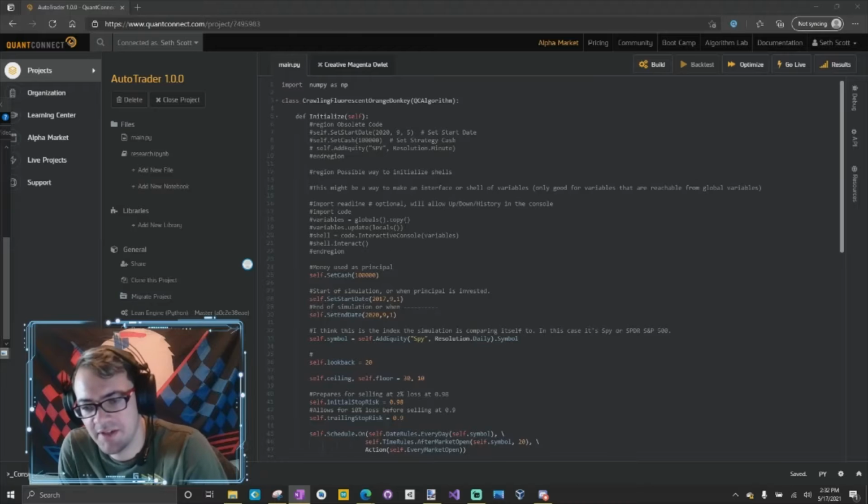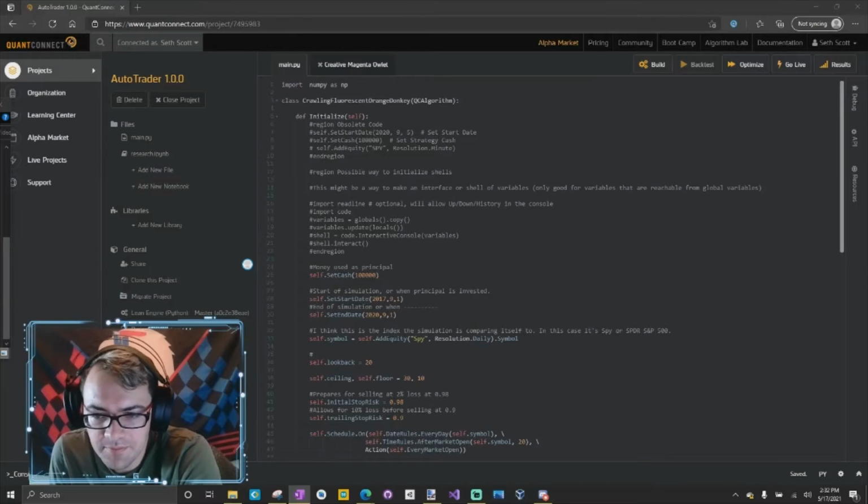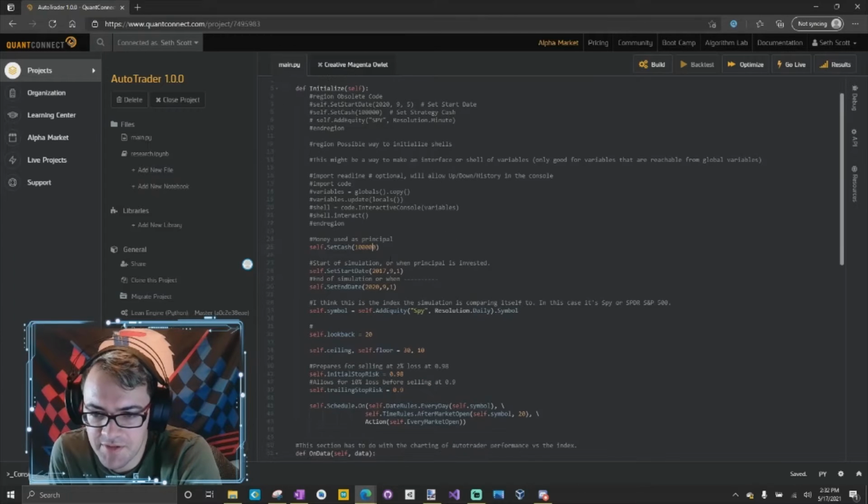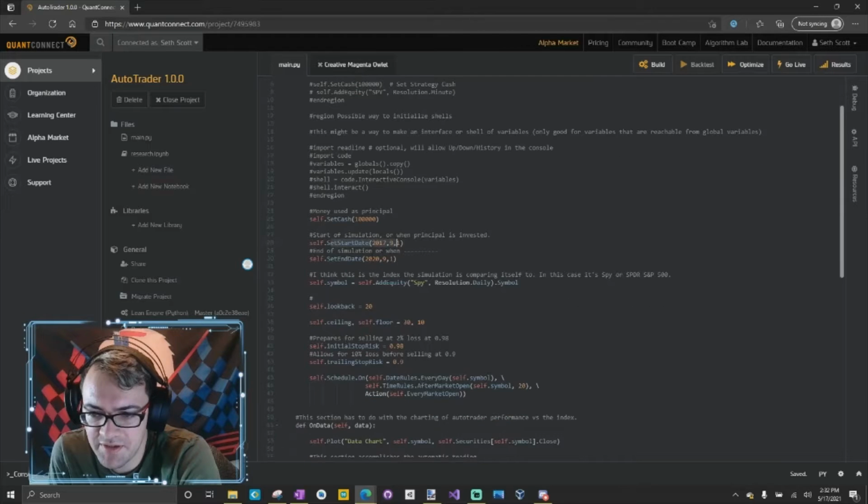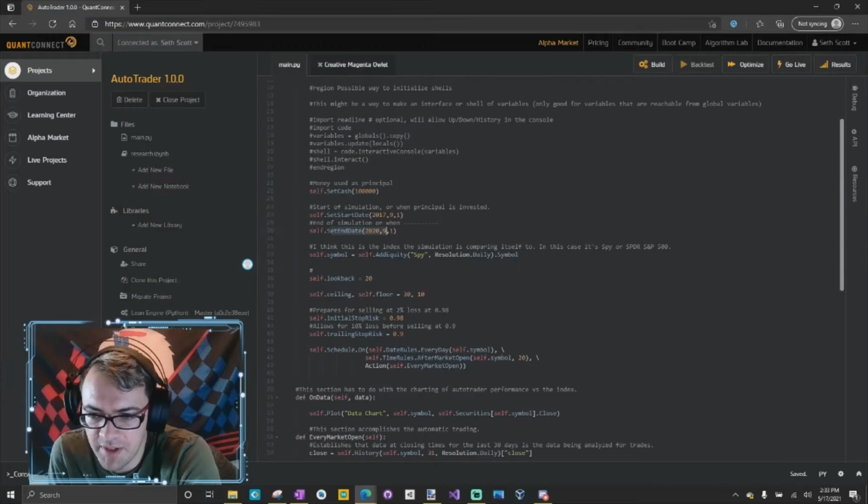What I have here is a script for an Autotrader. There's a bunch of different pieces that go into it, but this is how much money is used in principal. This is the start time of the simulation and end. So if I start investing in 2017 with 100K with this philosophy, by 2020 you'll see the results up here in a minute.